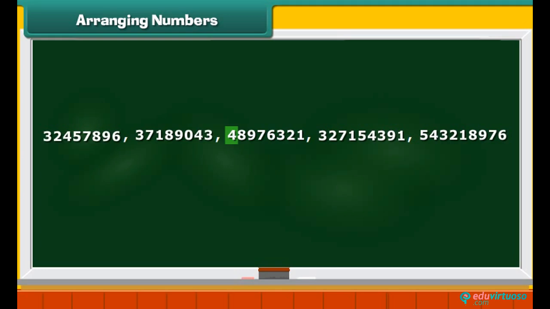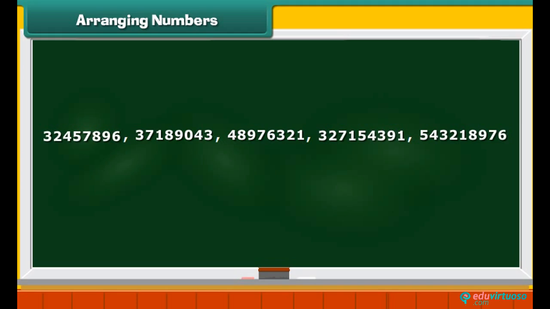The third 8-digit number begins with 4. 4 is greater than the first digit 3 of 37189043. Therefore, 48976321 is the largest 8-digit number. It appears after the other two 8-digit numbers.